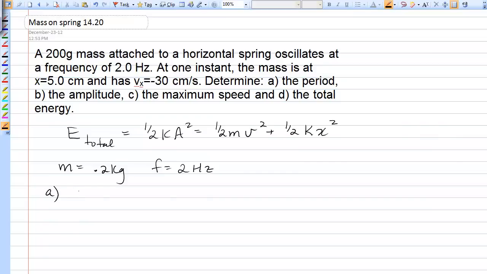Part A, we want the period. Definition of period is 1 over the frequency. So it's simply 1 over 2 hertz, or 0.5 seconds.